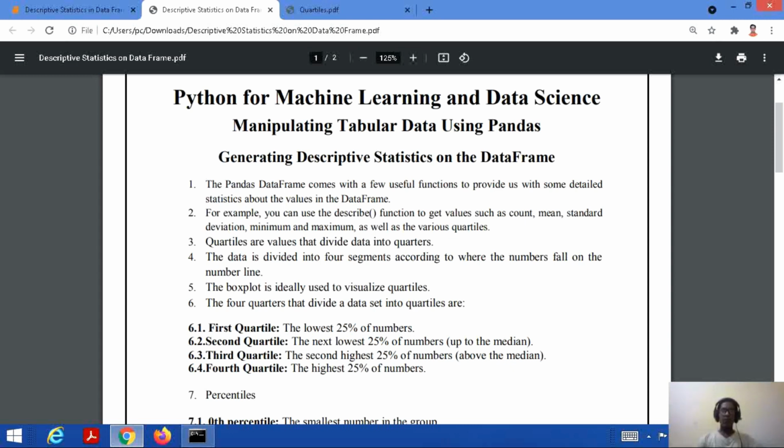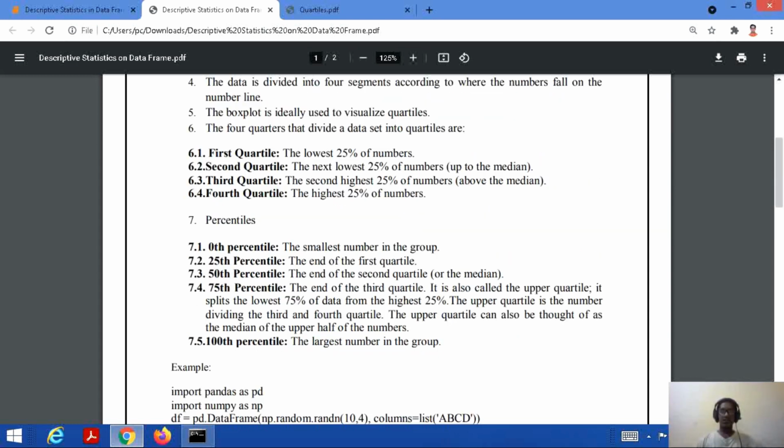So the first quartile means the lowest 25% of the values, that means the first quarter. Then the second quartile means the next lowest 25% of the numbers, that means up to the median and above the first quartile. The third quartile means the second highest 25% of the numbers, that means above the median but below the highest quartile. And the fourth quartile is the highest 25% of the numbers. So this is how the distribution is done.